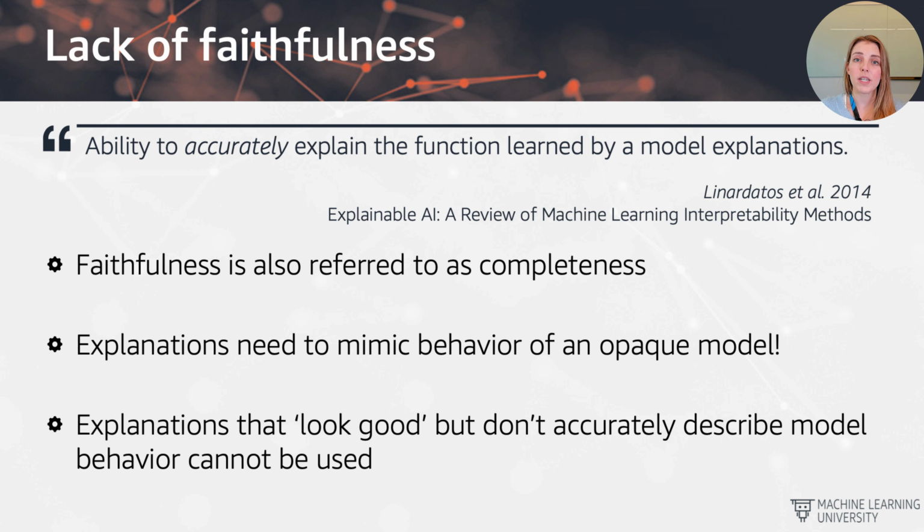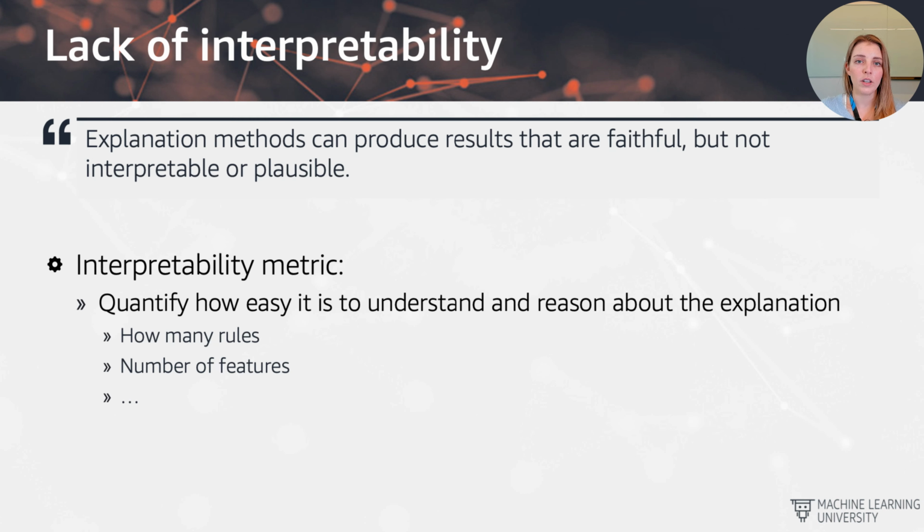The second concept is the lack of faithfulness. So we said the explanations, for them to work, they need to be a true description of the model behavior. So the ability to accurately explain the function that was learned by a model. And explanations, we said they need to mimic the behavior of an opaque model. So if we have an explanation that looks good but is not faithful to the model itself, well, then it cannot be used.